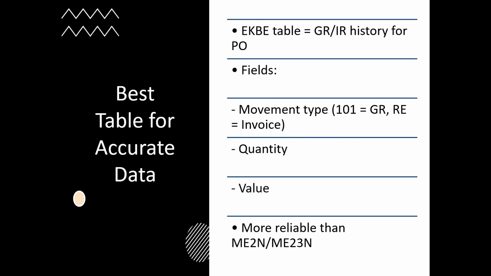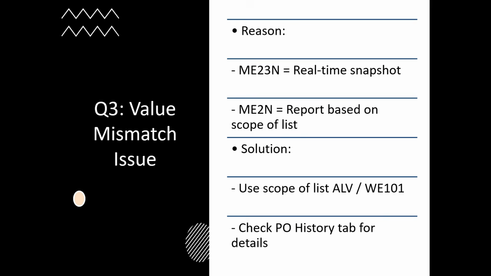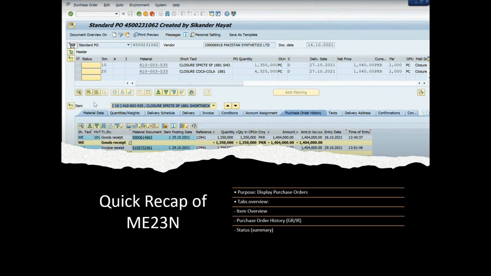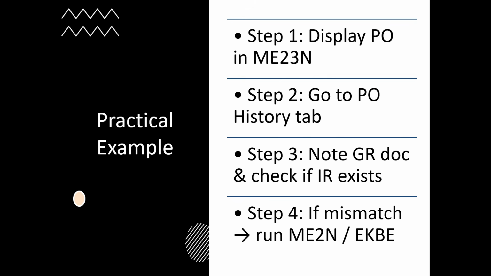Okay, so moving forward, we have a practical example. The first step is you have to display PO in ME23N. The second is you have to go to PO history tab that we have seen in the first slide. We can just quickly go back to this slide, you can see the purchase order history tab here on the bottom side. You have to open this tab. You have to open PO history tab.